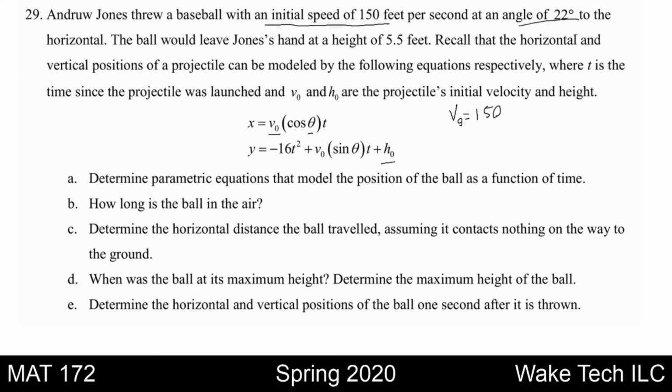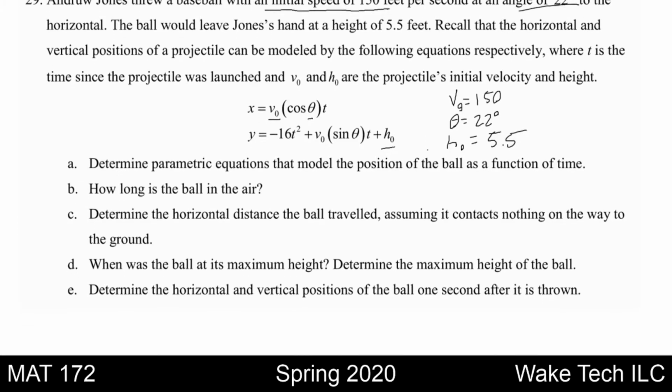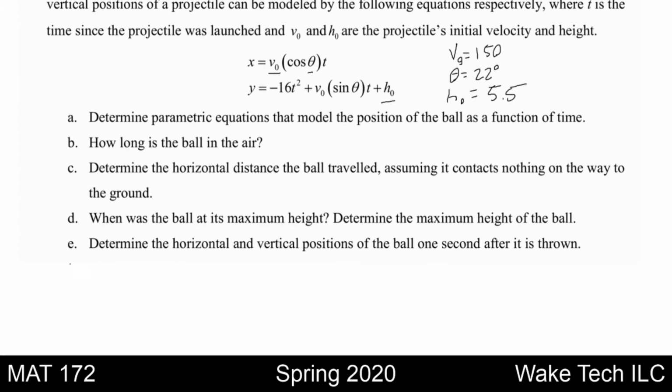Furthermore, we have an angle, which is of course theta. So theta is equal to 22 degrees. And lastly, we have h naught, which is an initial height. And we see that the ball would leave Jones's hand at a height of 5.5 feet. Now that we have all of the variables that need to be plugged in, all of these constants here, we can just plug them in for part A.